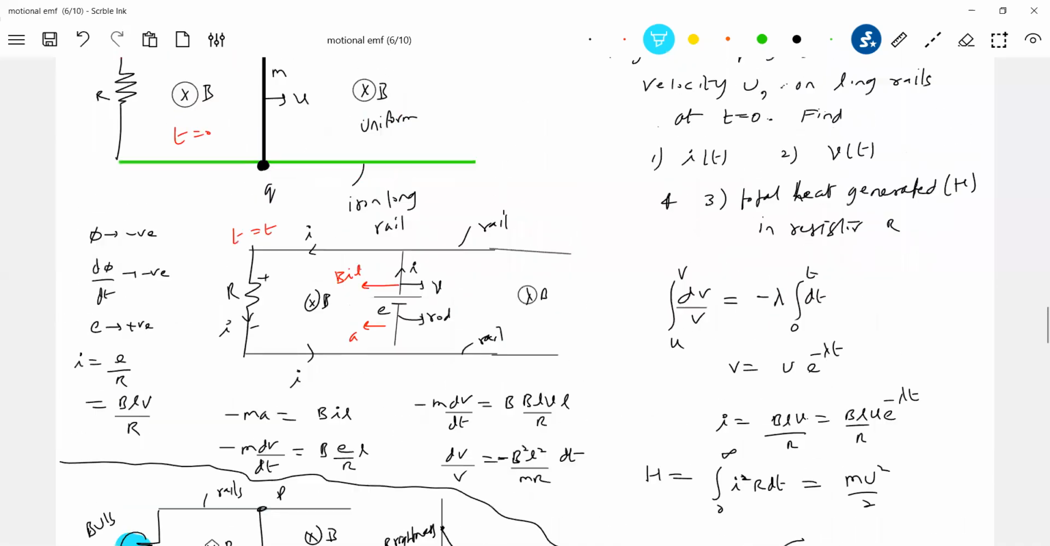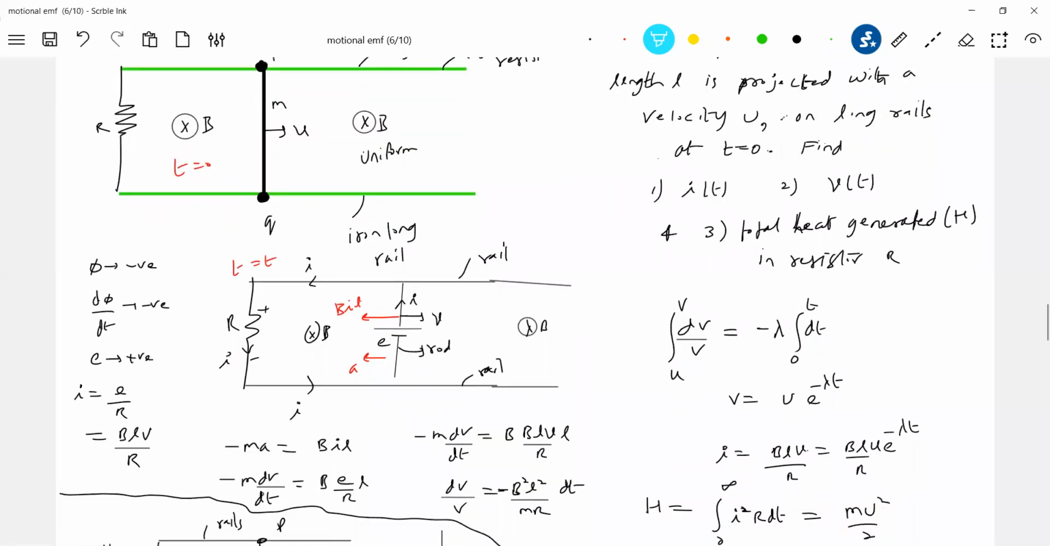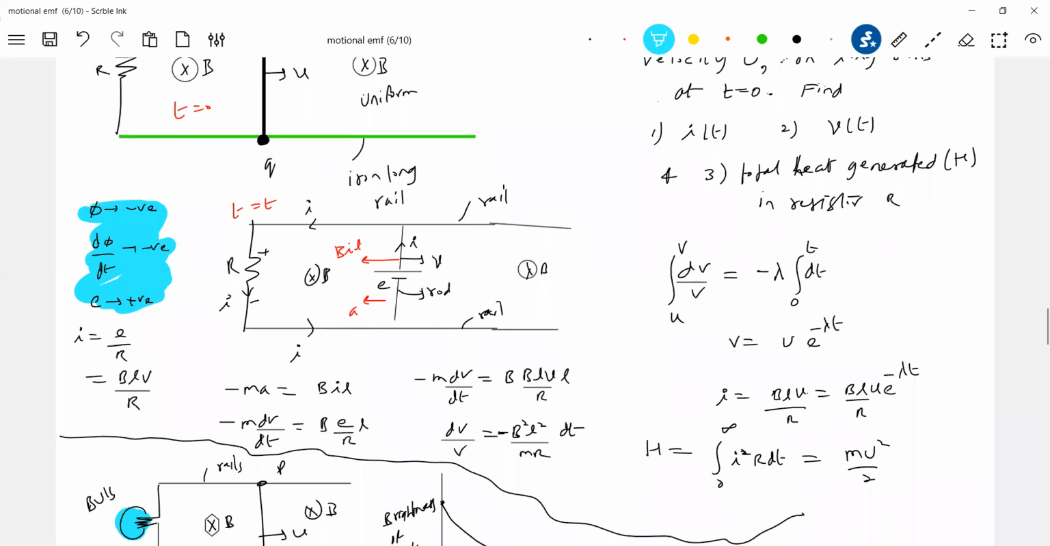This is a very first problem. Almost every problem, the idea will be like this. Very simple. Once you get the direction of induced current from Lenz's law, the rest of everything is laws of motion. You should interpret with the help of the mathematics here.